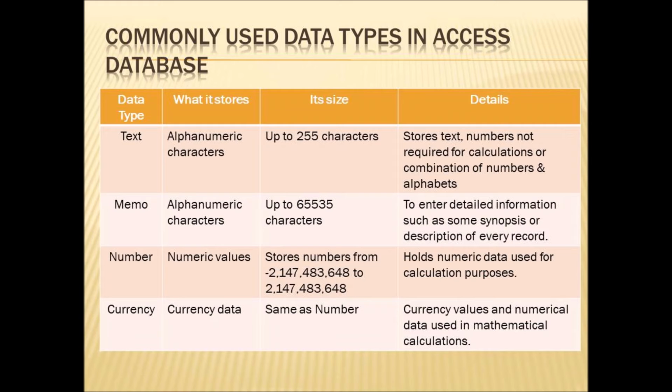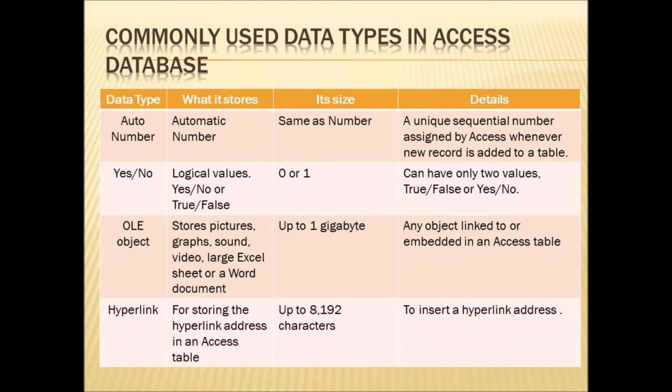Next one is currency. It stores currency data, that is currency values and numerical data used in calculations. Its size is same as the number data type. Next one is auto number. It generates the number automatically in sequential order. When a new record is added to the table, the number will be generated automatically. Its size is same as the number data type.